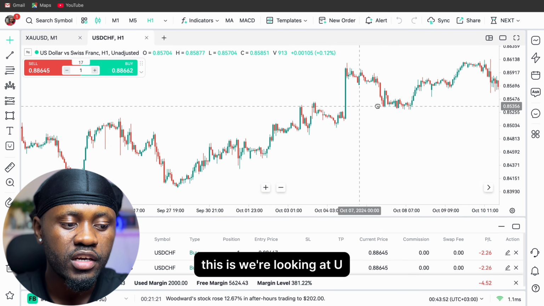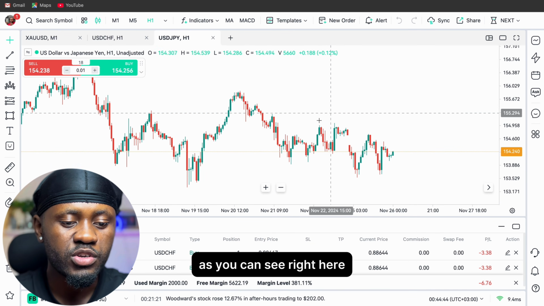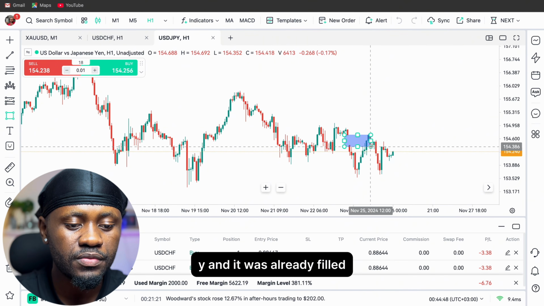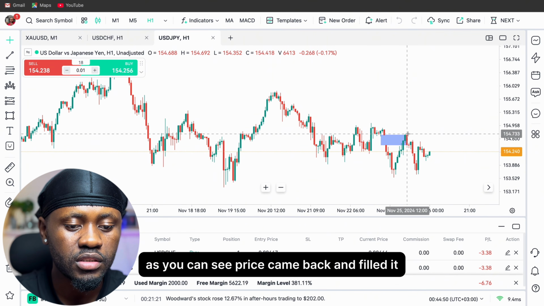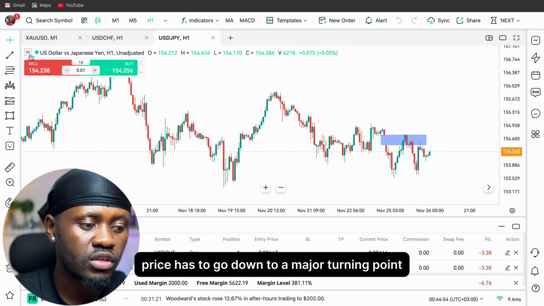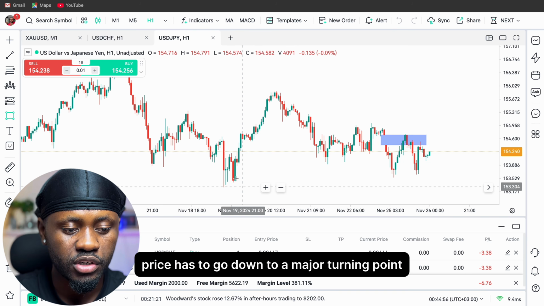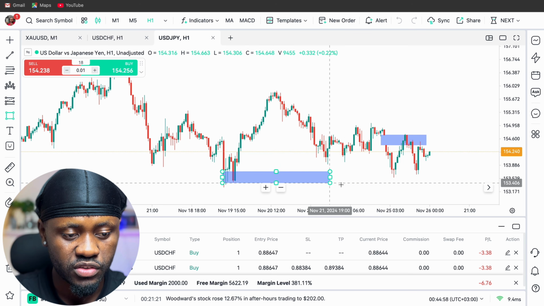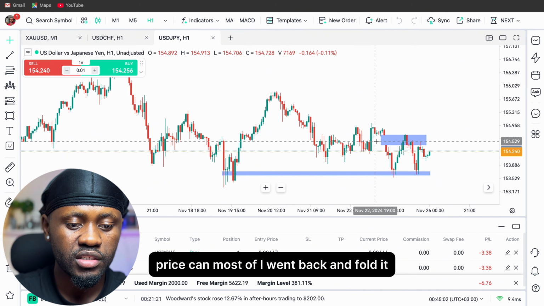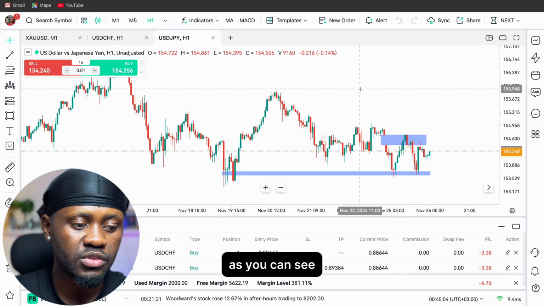We're looking at USD CHF. As you can see right here, this gap was created on USD JPY and it was already filled. Price came back and filled it. Now, how did price fill it up? As I mentioned, price has to go down to a major turning point. As you can see right there, this was a major turning point for price. So price came, bounced off, and went back and filled it.